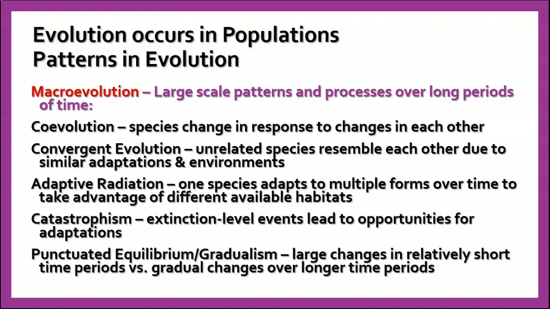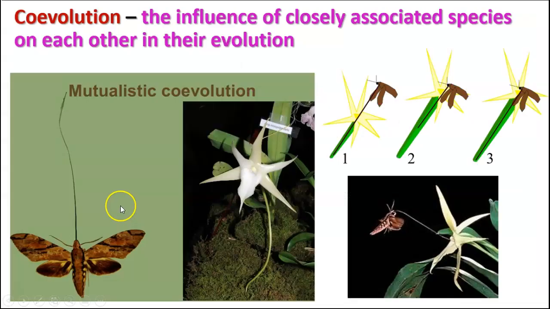Catastrophism refers to extinction-level events that lead to opportunities for adaptations. And then we have the comparison of punctuated equilibrium versus gradualism, meaning that punctuated equilibrium is large changes in relatively short periods of time followed by gradual changes over longer periods of time. So we're going to talk about each one of these in turn.